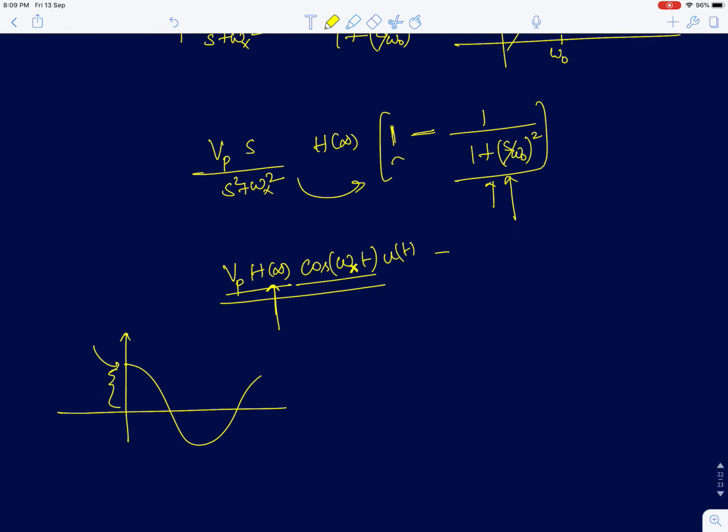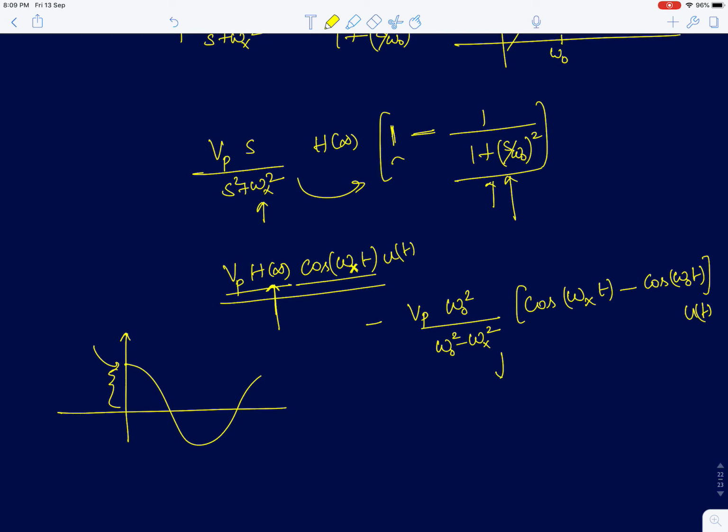Okay, so this term is the same as the low pass term. So this will be like the response of a low pass filter. We just discussed in the previous problem, if I feed a sinusoid of frequency omega x, I'm just going to directly write the final result here. So this will be minus Vp, okay, into omega naught square upon omega naught square minus omega x square into cos of omega xt minus cos of omega naught t into u of t.